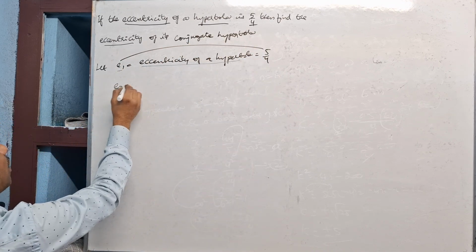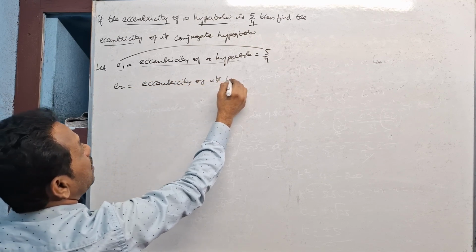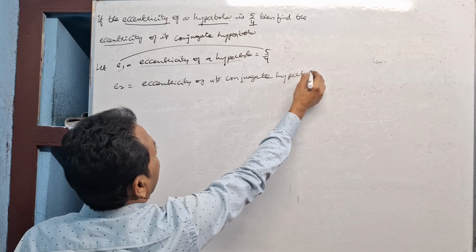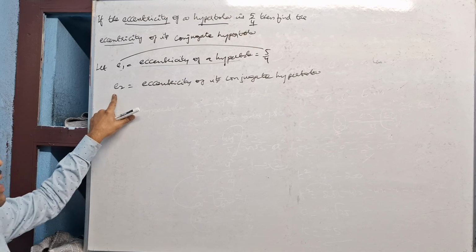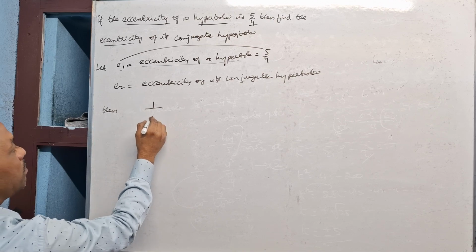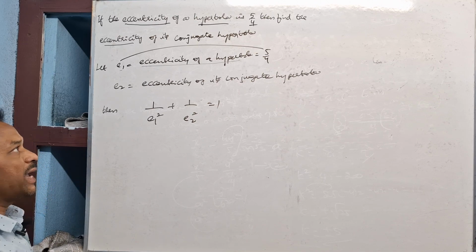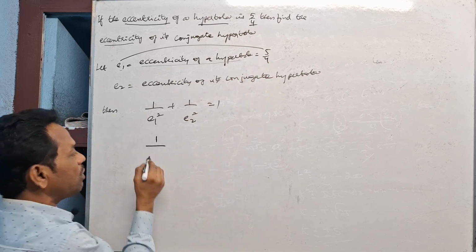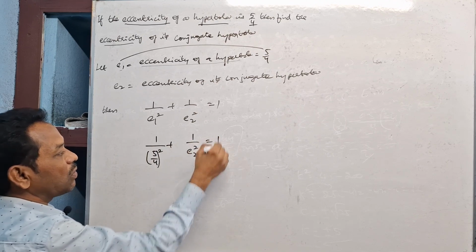Now let me take E2 equal to the eccentricity of its conjugate hyperbola. So if E1 is the eccentricity of the hyperbola and E2 is the eccentricity of the conjugate hyperbola, then we know that 1 by E1 square plus 1 by E2 square is 1. Okay, now let me put the value of E1 in this formula. So E1 is 5 by 4, so 1 by 5 by 4 whole square plus 1 by E2 square is equal to 1.